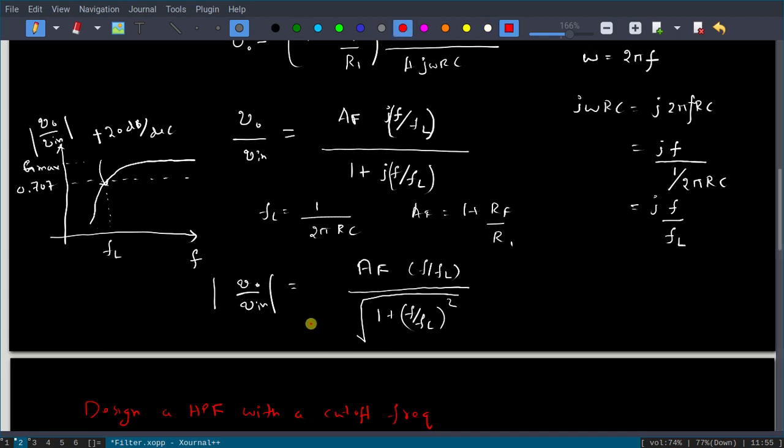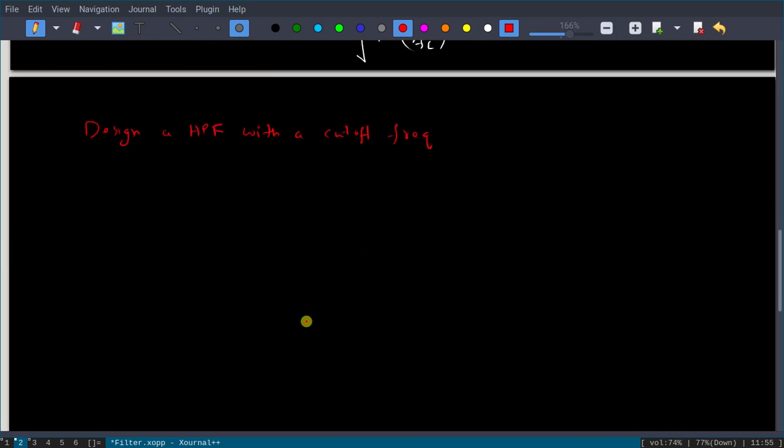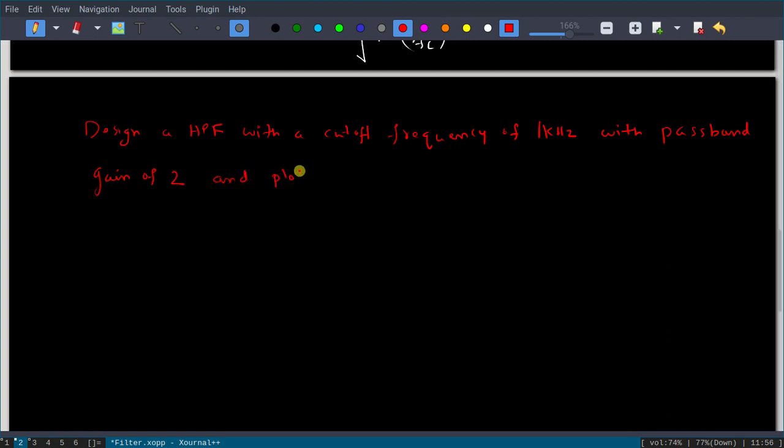So let me come back to this problem. Design a high pass filter with a cutoff frequency of 1 kilohertz with pass band gain of 2, and plot the response.